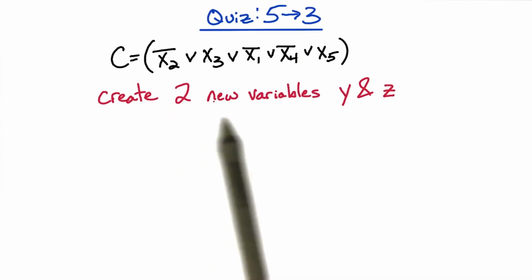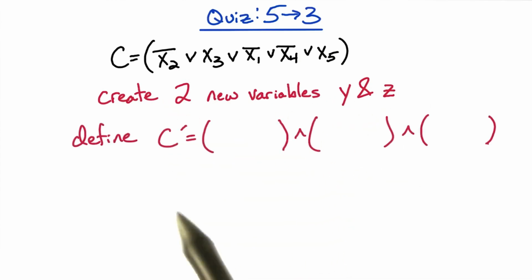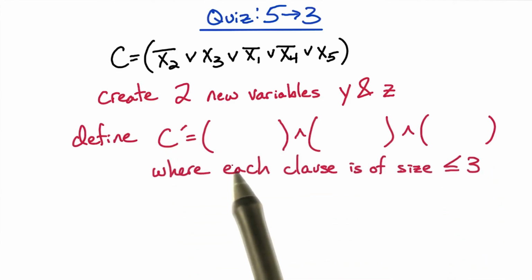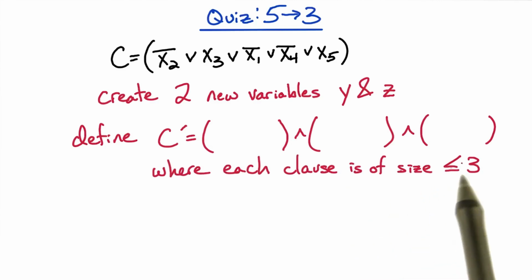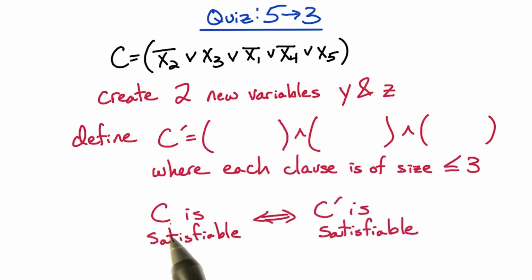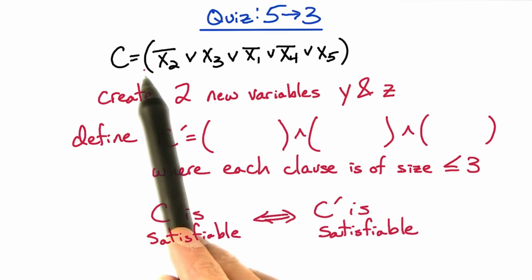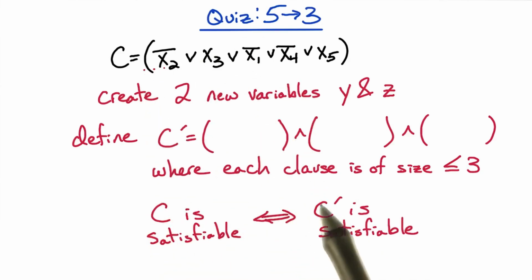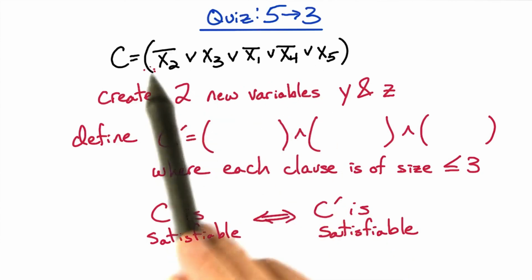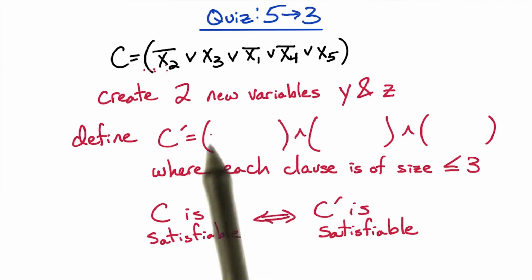Now to transform a clause of size 5 into a triple of clauses of size 3, we're going to create two new variables, y and z. Now we're going to make a formula C prime, which is 3 clauses, and each of these clauses is going to be of size equal to 3. And we want to do this in such a way that the original clause C is satisfiable if and only if this triple of clauses, C prime, is satisfiable. And therefore, in our original input f, if we have a clause such as this, we can replace it by this triple of clauses and we'll get an equivalent formula.